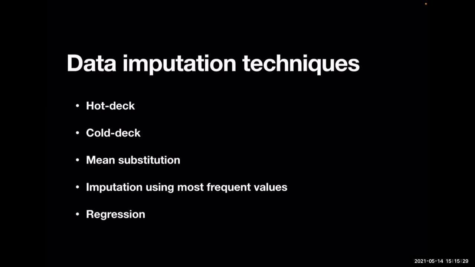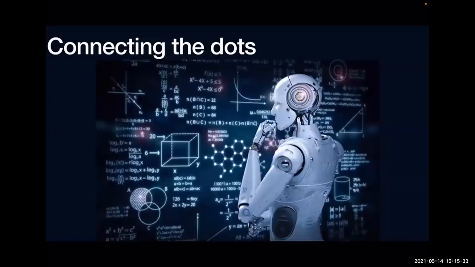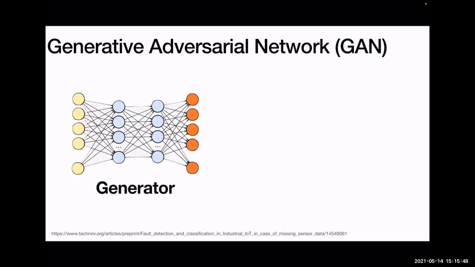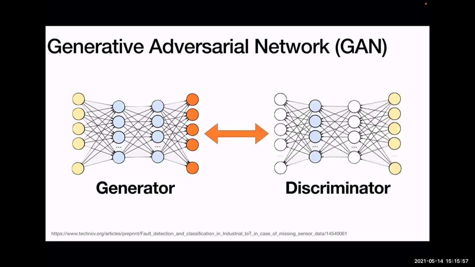We focused on a regression technique that's based on machine learning. In our case, we used generative adversarial networks, so GANs. For some of you that might not be familiar with the concept, a GAN is basically a set of two neural networks that help each other to get trained to perform a specific task. We have a generator that's going to be used for the regression itself, and then we have a discriminator. We train both networks sequentially.